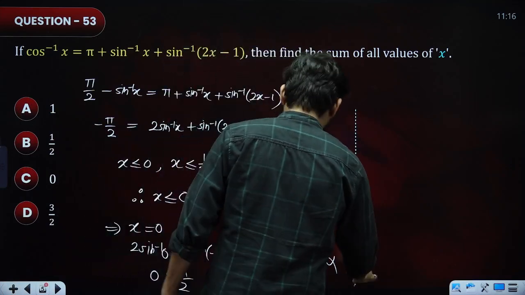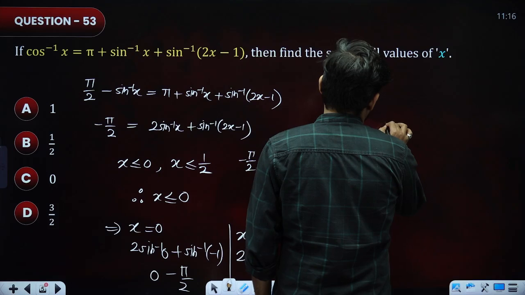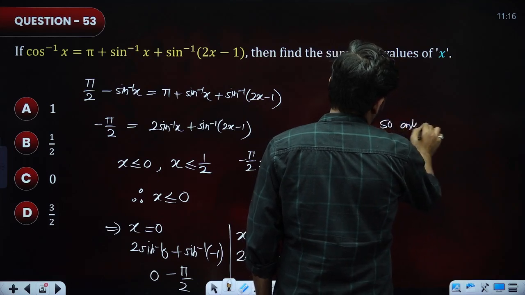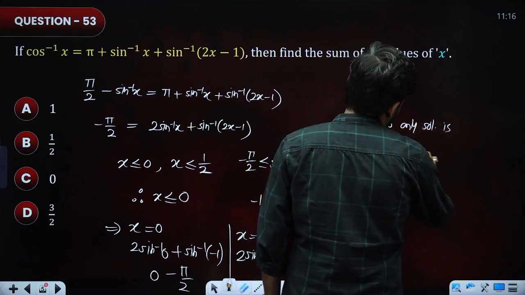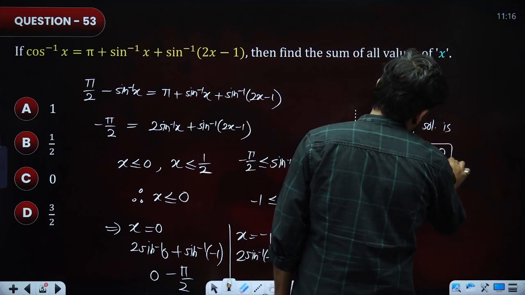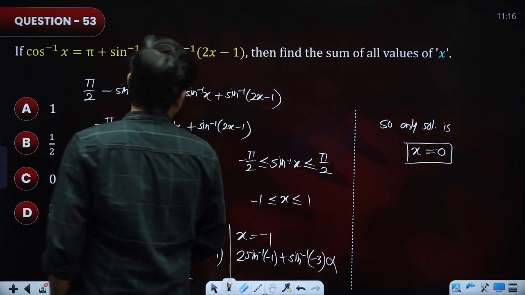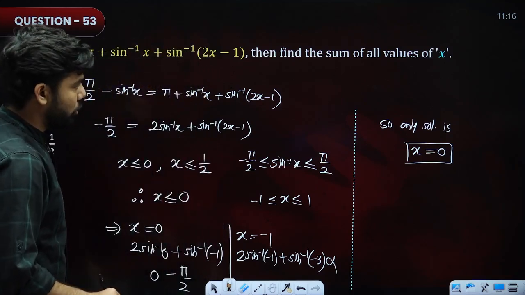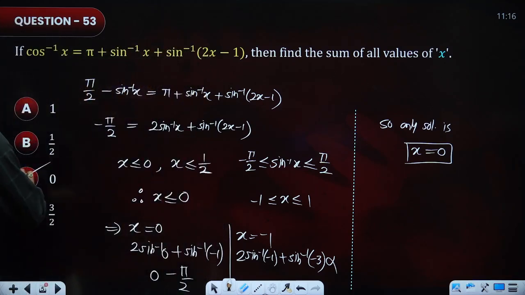So the only solution is x equals 0 over here. In the given question, they have asked for the sum of all the values of x. So it is equal to option C, 0.